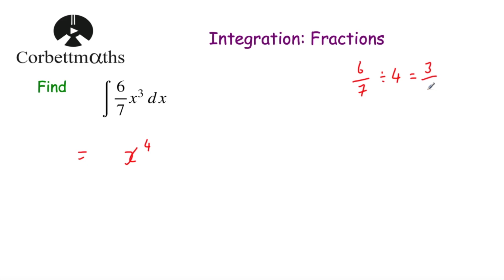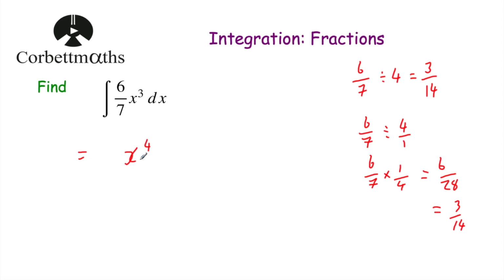So 3/14. And just to recap why that's the case, if you've got 6/7 and you divide it by 4 wholes, or 4 over 1, that'll be the same as 6/7 multiplied by a quarter. 6 times 1 is equal to 6, 7 times 4 is equal to 28, and then you can cancel that down to be 3/14. But just remember that GCSE Further Maths is a calculator paper, so you can just do 6/7 divided by 4 in your calculator.